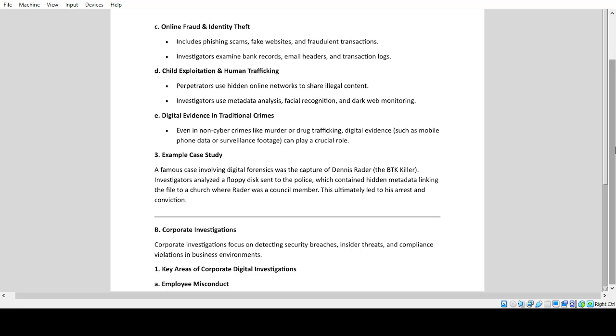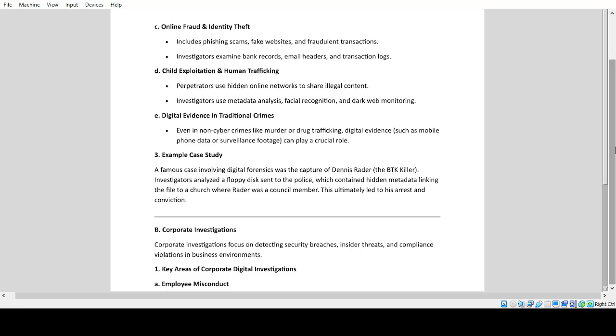E. Digital evidence in traditional crimes. Even in non-cyber crimes like murder or drug trafficking, digital evidence, such as mobile phone data or surveillance footage, can play a crucial role.